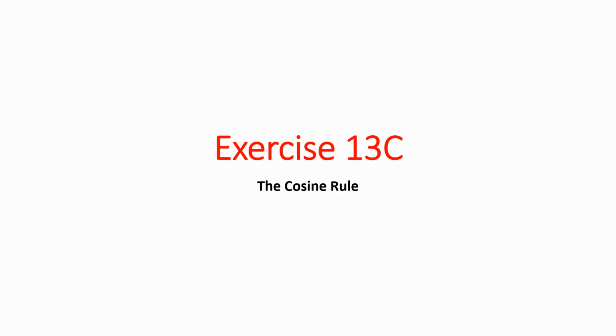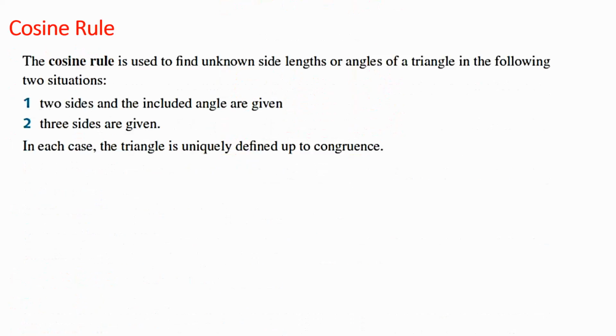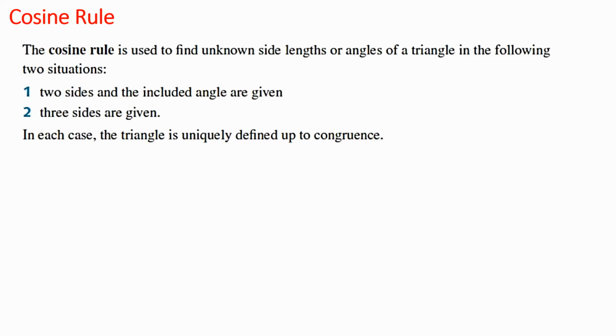All right, let's begin. Exercise 13C, the cosine rule. This is when you use the cosine rule. They tell you in your exercise book, your textbook, they'll say when you have two sides and an included angle are given, and then three sides are given.